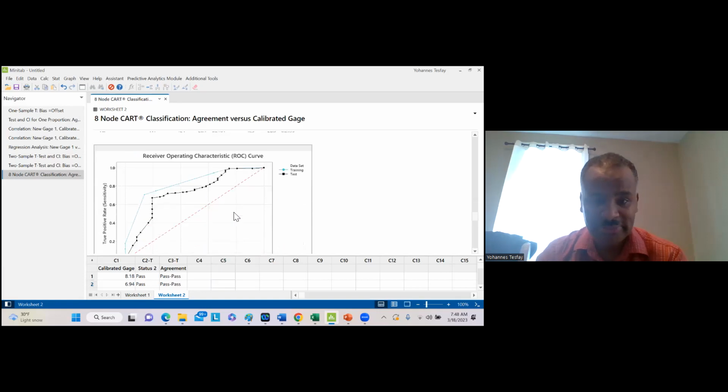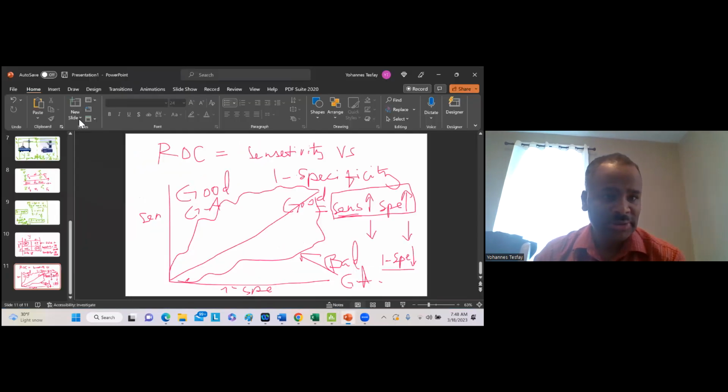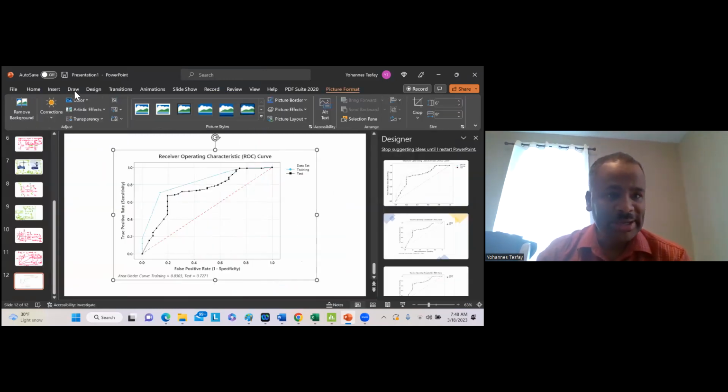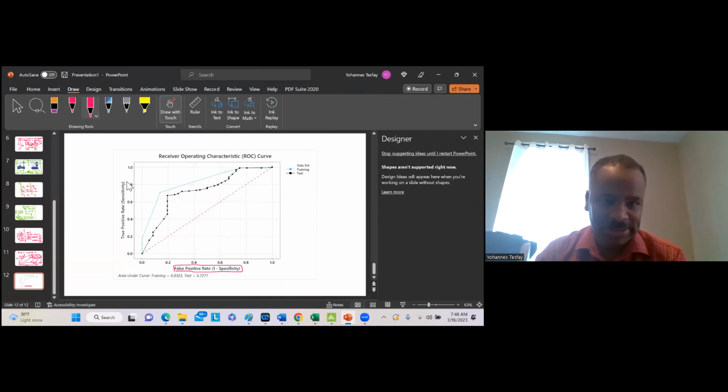So now this is the ROC curve in this test. Let me copy this graph and put this information just here. What I said is that this is 1 minus false positive rate, or 1 minus specificity, and this is the true positive rate, or what we call sensitivity. So this is the reference line.